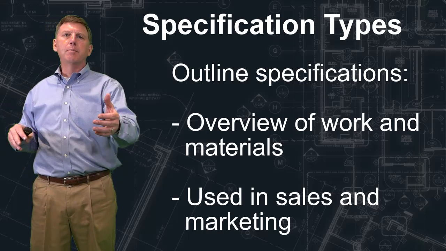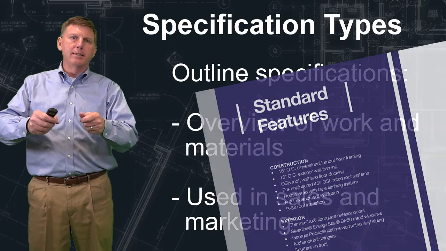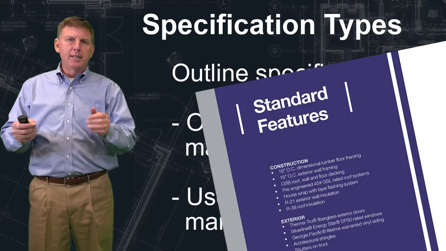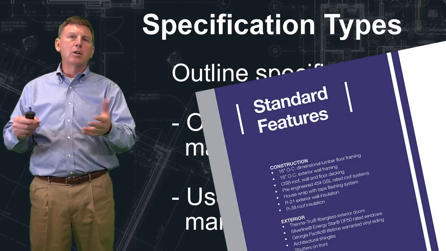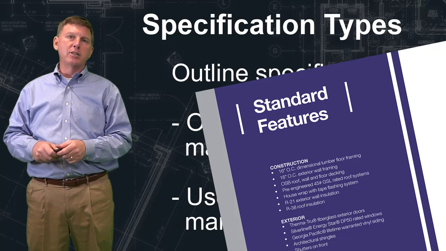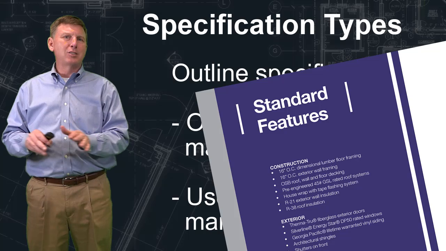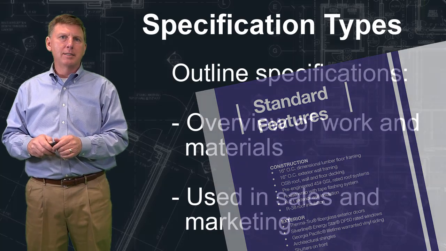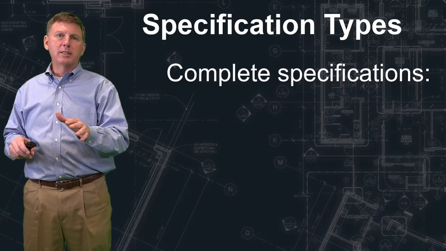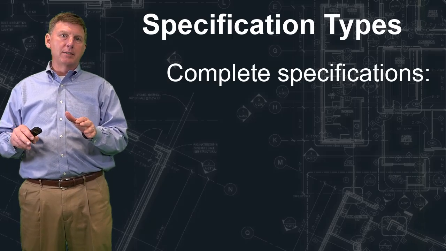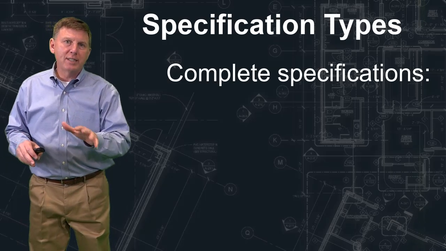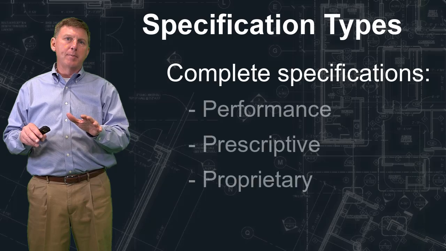For instance, if you're going to buy a new home and it's advertised on a brochure, they'll have a little outline spec talking all about the special things that you're going to get in your new home. Definitely no detail to it, and it's usually not suitable for a contract. Complete specs, on the other hand, are much more detailed. And there's three different types of complete specs that you need to know about.